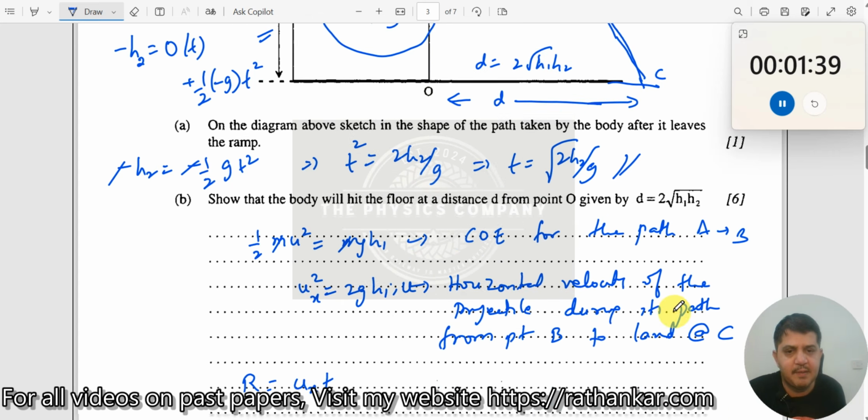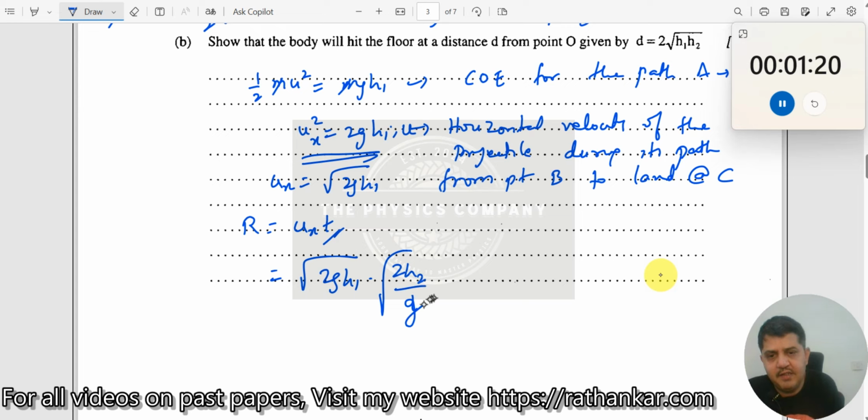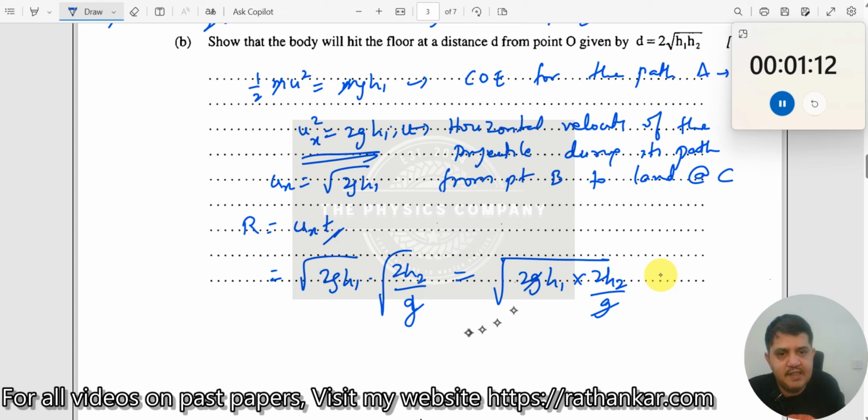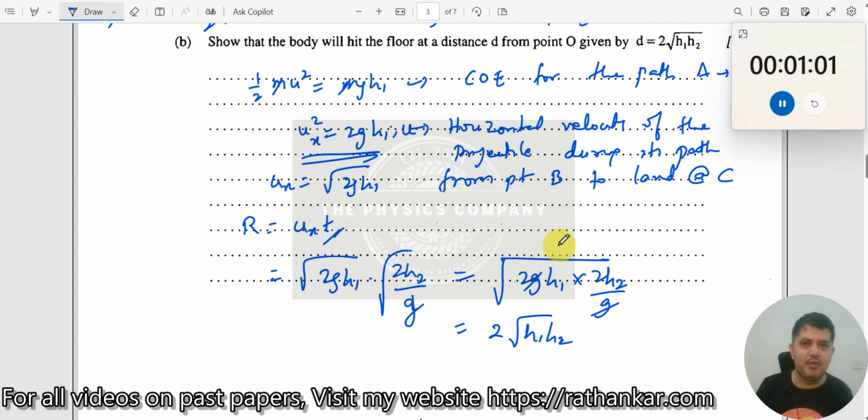Now I am going to substitute this value here. Ux you already know, from here you can write ux is equal to square root of 2gh1. So I will write root of 2gh1 into, for time t, square root of 2h2 divided by g. Simplify this, it will be square root of 2gh1 into 2h2 divided by g. g cancels. What am I left with? 2 into 2 is 4, which gives 2 into root of h1 into h2. Though it appears to be very tough, it is nothing like that. You should know how to solve this.